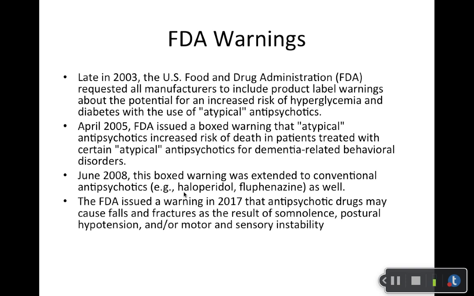FDA warnings. Again, no surprise here. Definitely make sure you study this for my exam. Starting about 2003, there was labeling for risk for all of the newer antipsychotics, the atypical antipsychotics, for increased risk of hyperglycemia and diabetes. In 2005, I'm sorry, they didn't increase that. They kept that as regular labeling. But in 2005, they added a boxed warning for all atypical antipsychotics: increased risk of death in patients treated with certain atypical antipsychotics for dementia-related behavioral disorders.